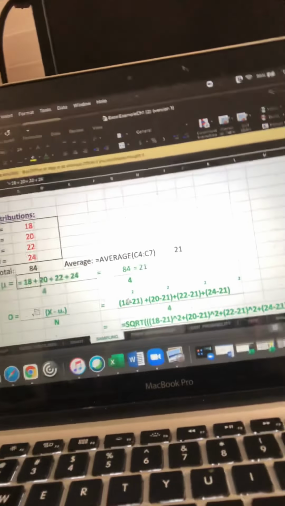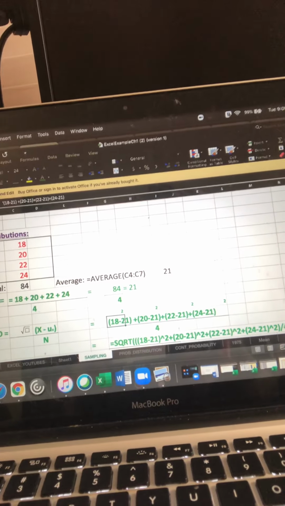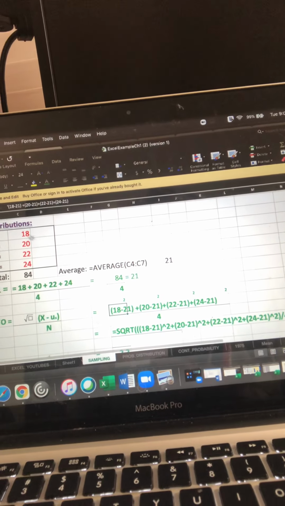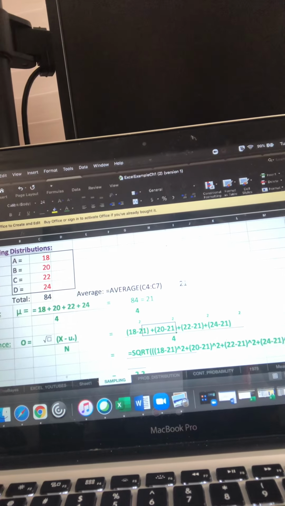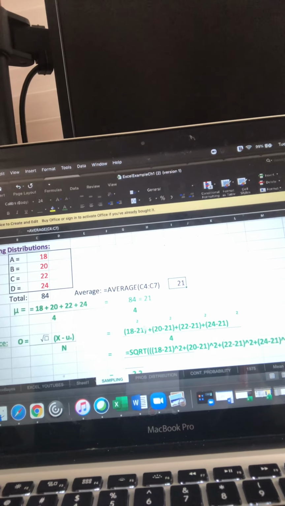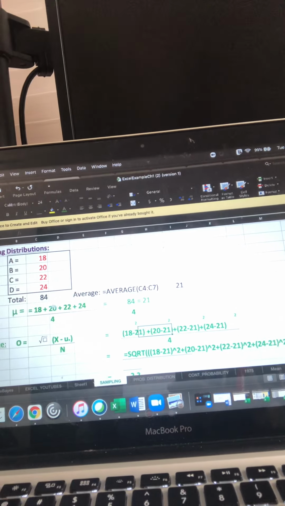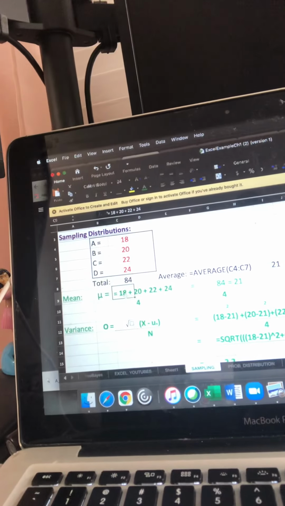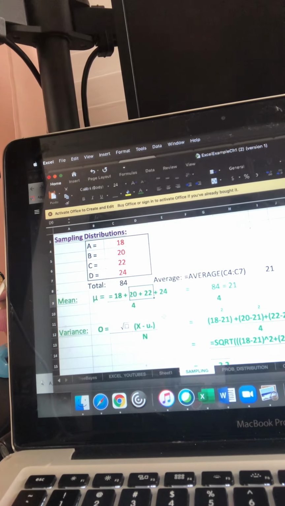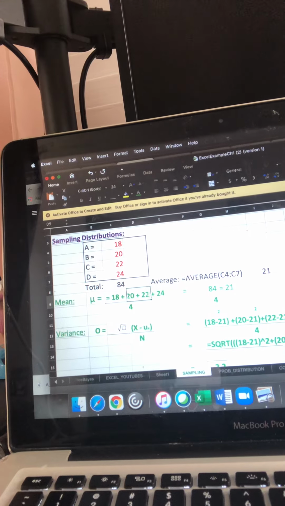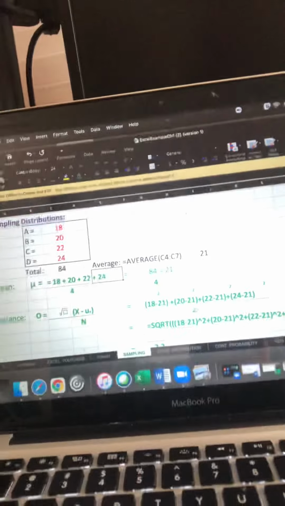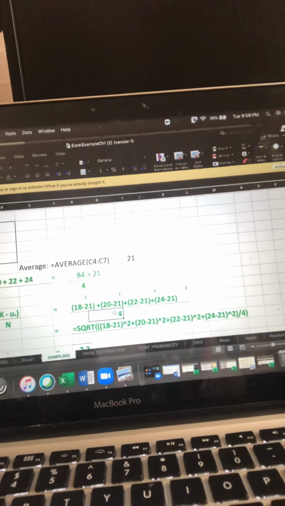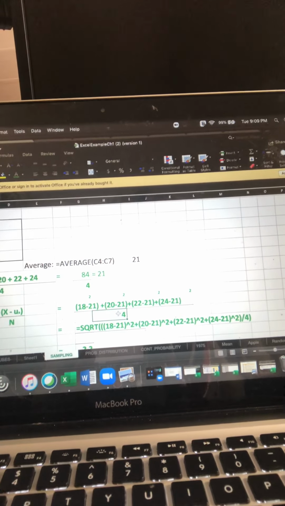So what we're going to do instead is come in Excel and look at the values by taking each of these values of ages, subtracting the average 21, squaring it, and then adding the next one. So in this case, we're going to do 18 minus 21 squared plus 20 minus 21 squared plus 22 minus 21 squared, and plus 24 minus 21 squared. Then we're going to divide everything by 4, and we're going to take the square root of that.